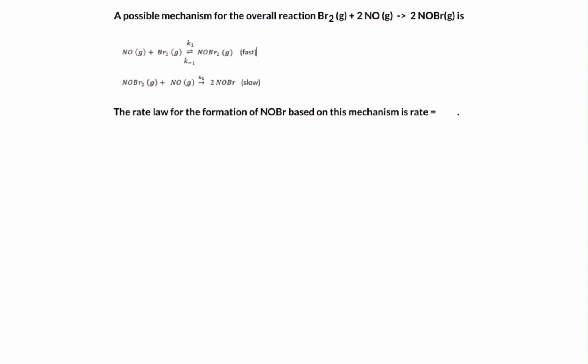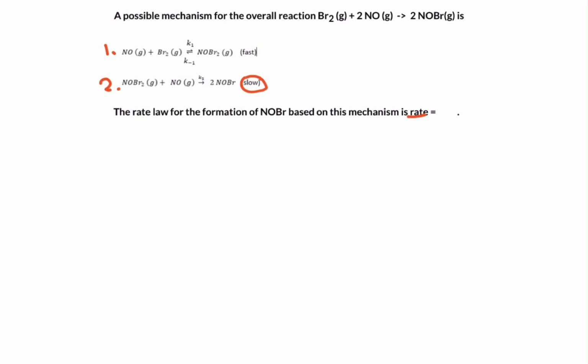So they want us to find the rate of this possible mechanism, and it says that the first step is a fast step, while the second elementary step is a slow step. And we always base the rate off of the slow step, no matter where it is. But in this case, since there are 2 elementary steps and the slow step isn't the first one, we need to make sure that our rate law only includes reactants and not any intermediates.